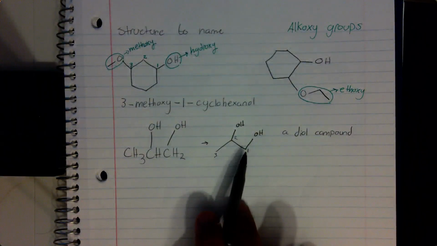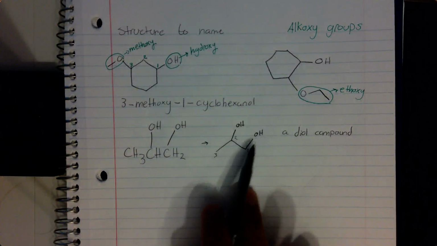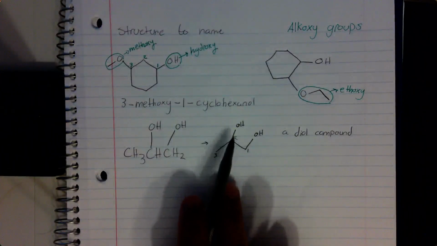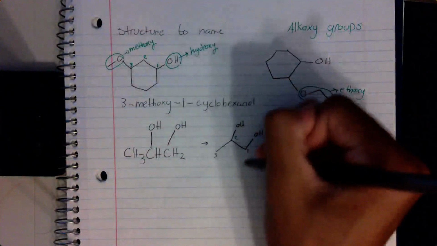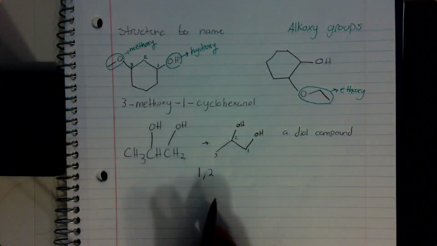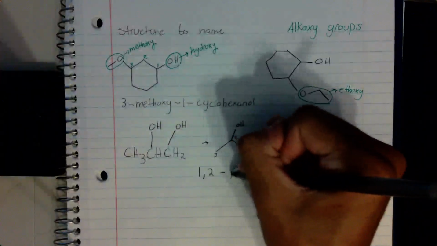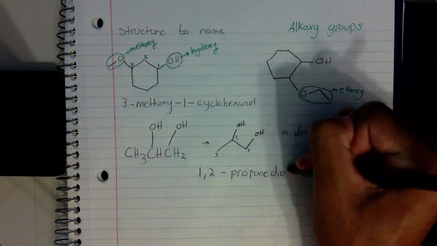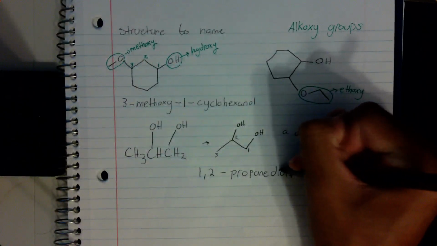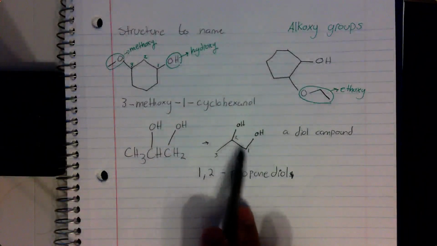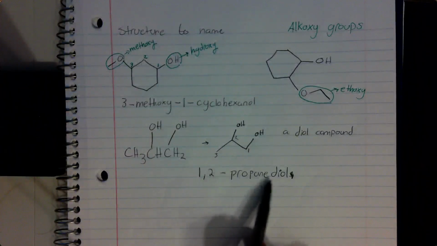So this compound, we know that it's a diol. The parent chain is propane, and those alcohols are occurring at the first and second position. So this molecule will be termed 1,2. So at the first and the second position of my propane, I have my diols. So it's 1,2-propanediol. Pretty simple to name. 1,2-propanediol.